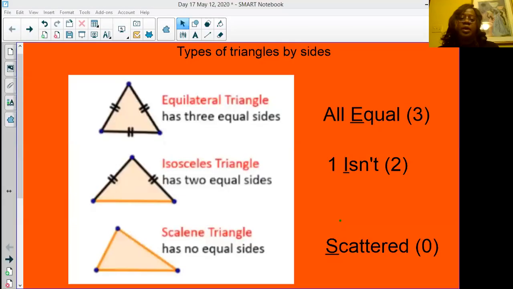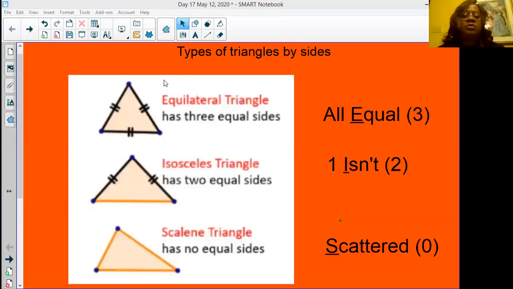What we're going to do today is talk a little bit about triangles. We know triangles have three sides, and we're going to classify those triangles based on the length of each side. So let me show you what I'm talking about. Share my screen. We're going to talk about three different triangles today.